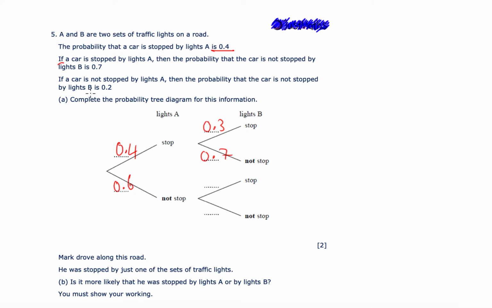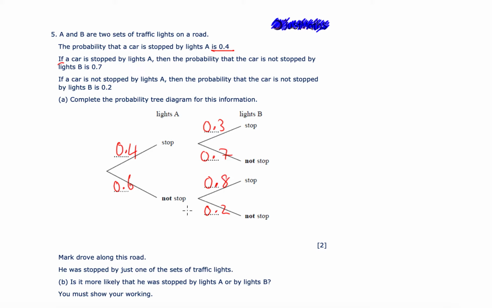Okay, we can't just now assume that this is the same because there's more information given to us. Okay, these events are dependent on one another. Whether you get stopped at light A or not will affect whether you get stopped at light B. If a car is not stopped by lights A, so now we've gone down this part of the tree diagram, then the probability that the car is not stopped by light B is 0.2. So we know we have 0.2 in here. So we must have 0.8 here.